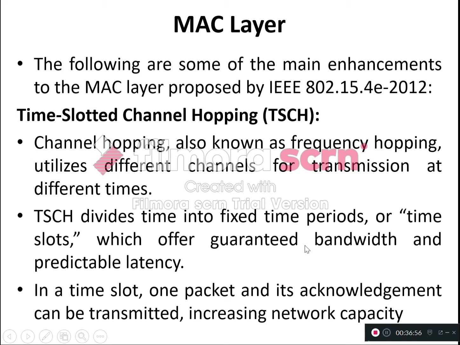Let us see the details of the MAC layer. The following are some of the main enhancements to the MAC layer proposed by IEEE 802.15.4e 2012 version. These are the enhancements done. What is the first enhancement? It is time slotted channel hopping, which is in short TSCH.